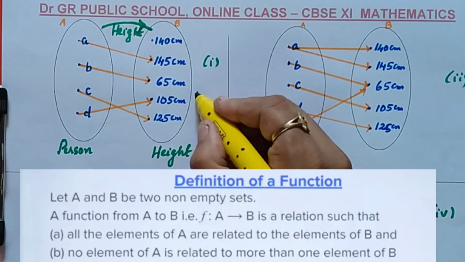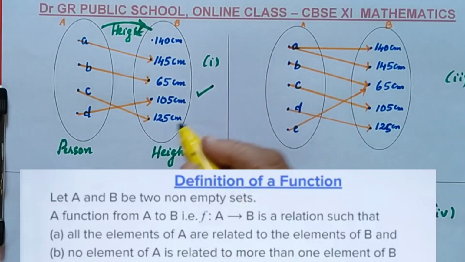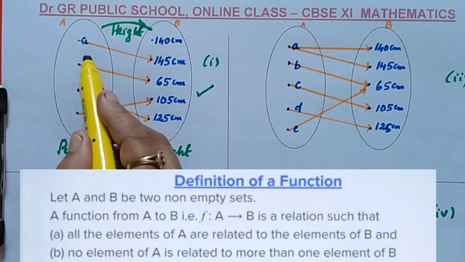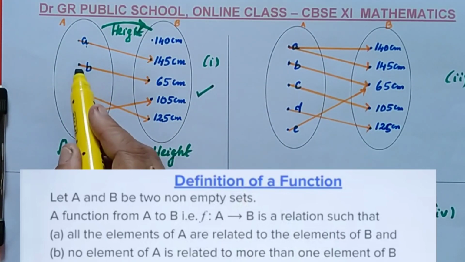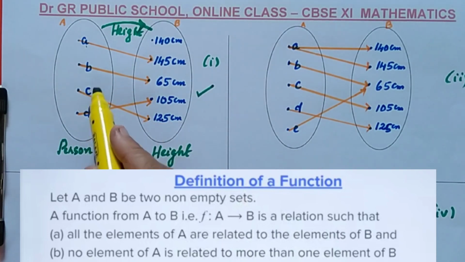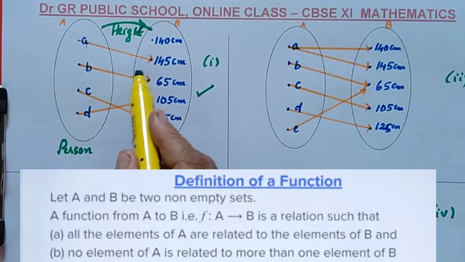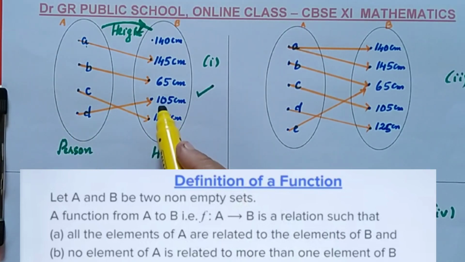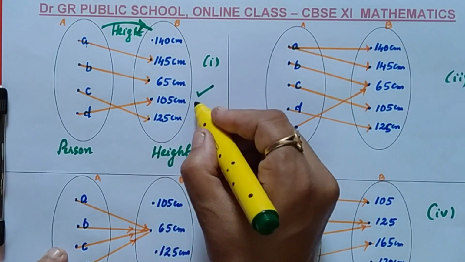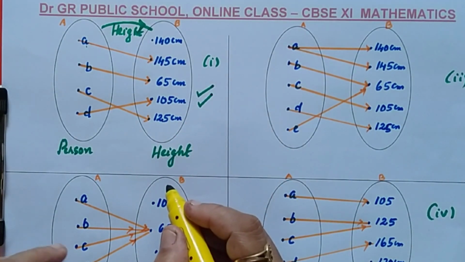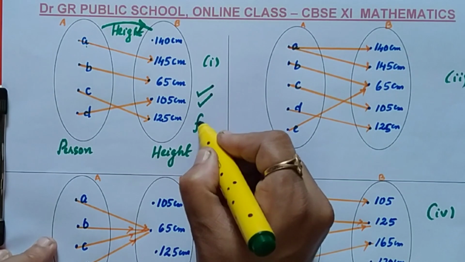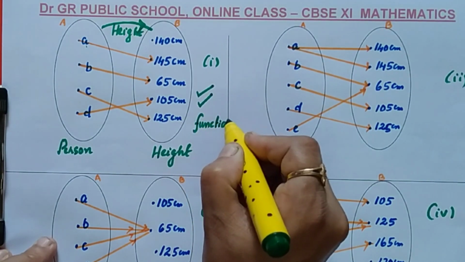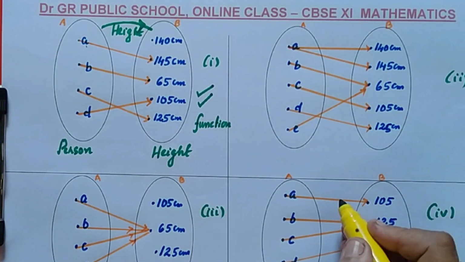So this relation is a function, and in the same way, checking the second condition, you can say that the relation of each element in the set A is unique. a has only one connection, b has only one connection, c has only one connection 125, d also has one connection 105. So two conditions are satisfied in this case, hence this relation is a function. This is a function. Okay.